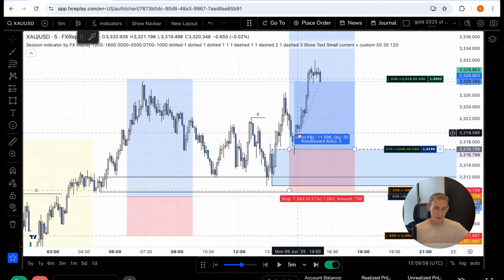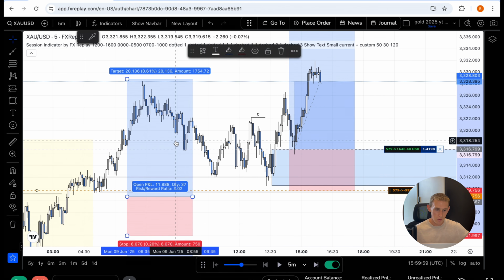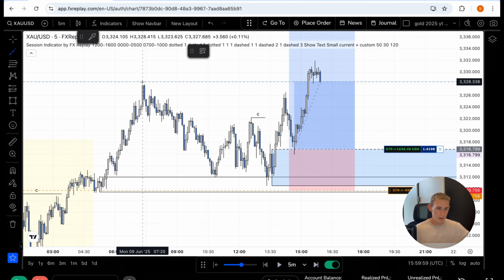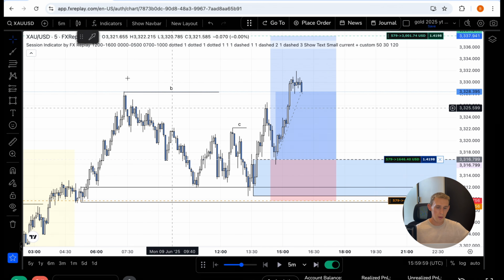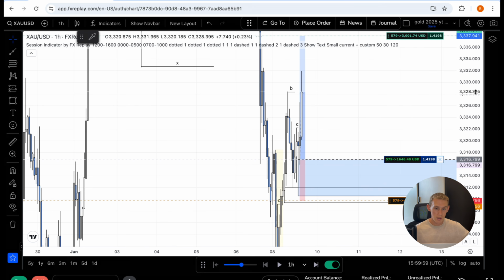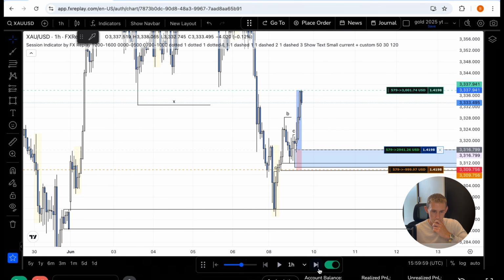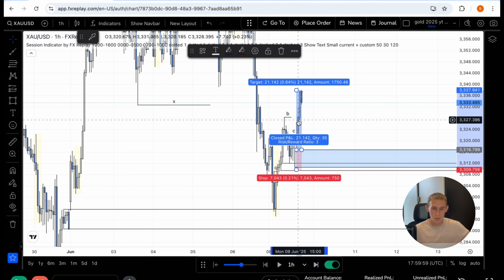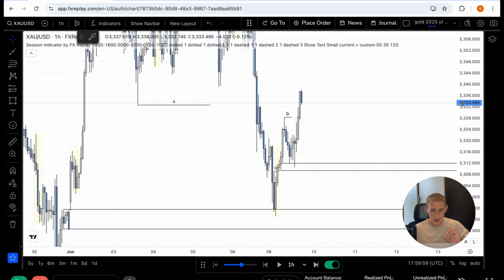Yeah, there we go. Perfect reaction from that demand. I'm going to delete the original limit now instead. And obviously we've had a new breaker structure here as well. So very clean trade so far. Let's see how it continues. Yeah, there we go. Nice one. TP hit on that. Very clean trade.